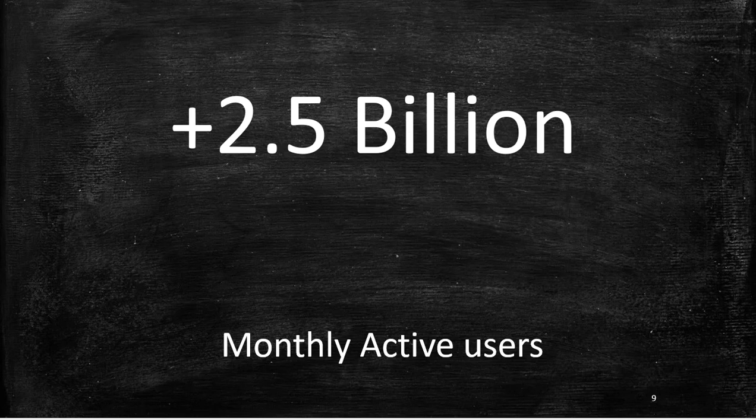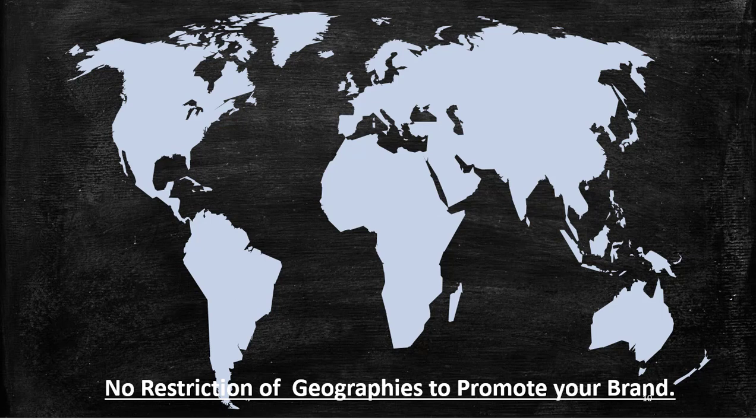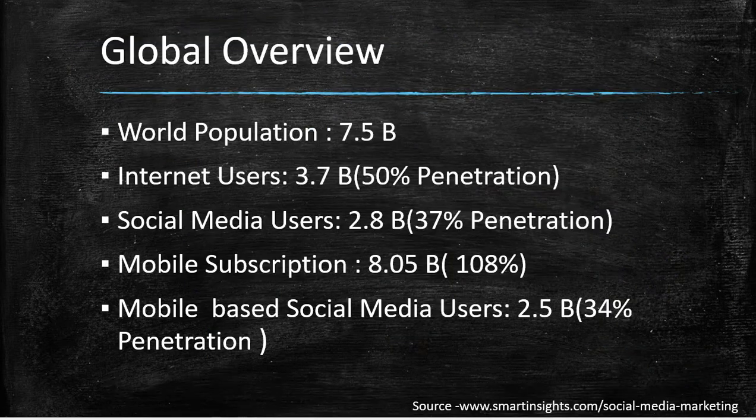No organization or marketer is in a position to avoid social media. They are not in a position not to promote their products and services on these platforms, because nowhere else will they get such a high user base. The other good thing about social media is that it does not have any geographic constraint. There is no restriction of geography. You can communicate and showcase your products and services across the globe while being present on social media. Now let's take a look at the global overview of social media.